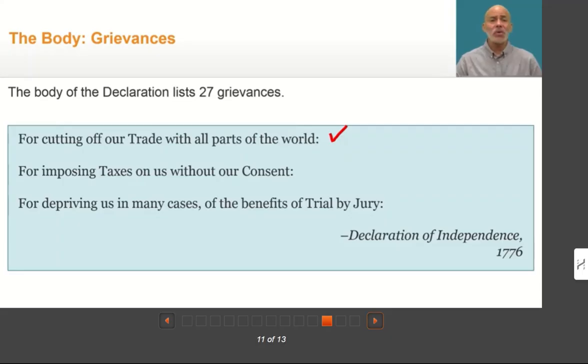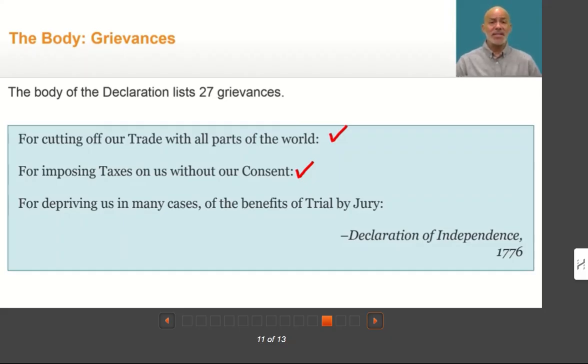Colonial leaders had no say in the British Parliament, yet Parliament imposed taxes on the colonies. Colonists thought it was unfair that Parliament forced them to pay taxes without their consent. They argued there should be no taxation without representation. Third, colonists were unhappy with Britain's legal policies.